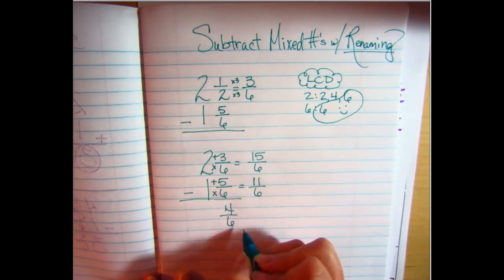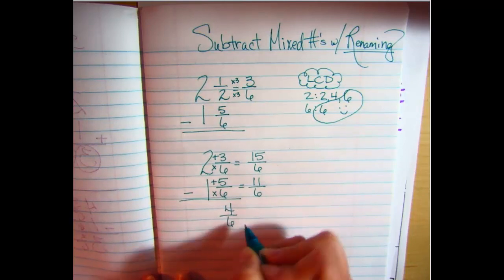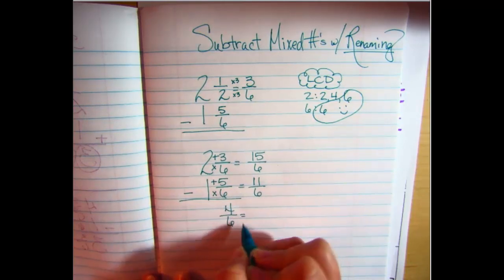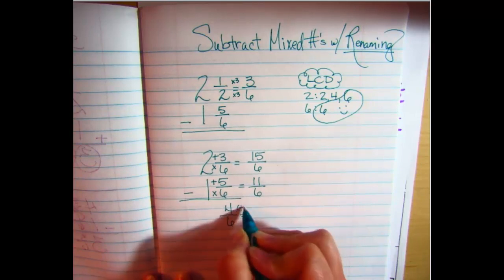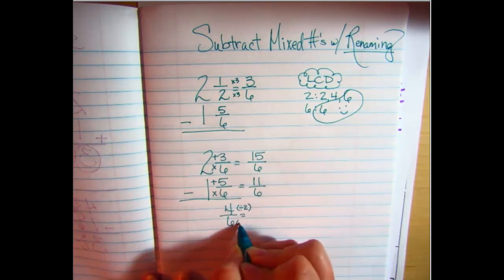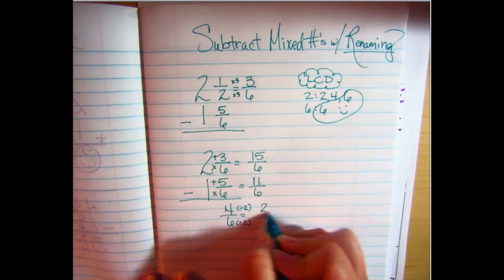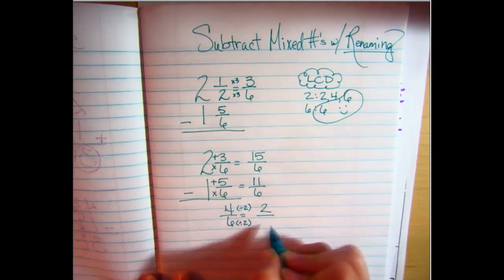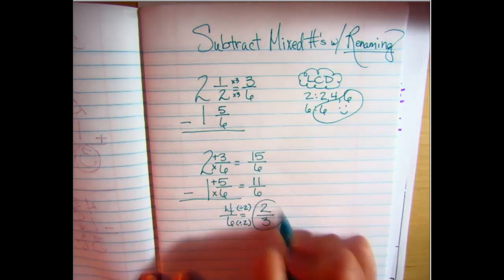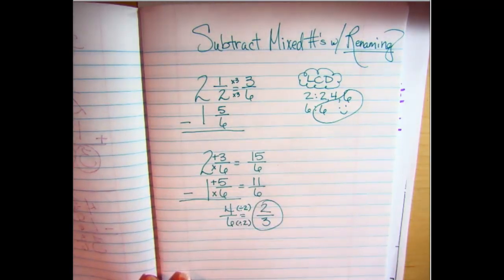Can I leave it like that? No. If you've got it even on the top and bottom and you don't know what to do, always divide by 2. Are you saying it in your sleep yet? I am. 4 divided by 2 is 2. 6 divided by 2 is 3. 2/3 is my answer.